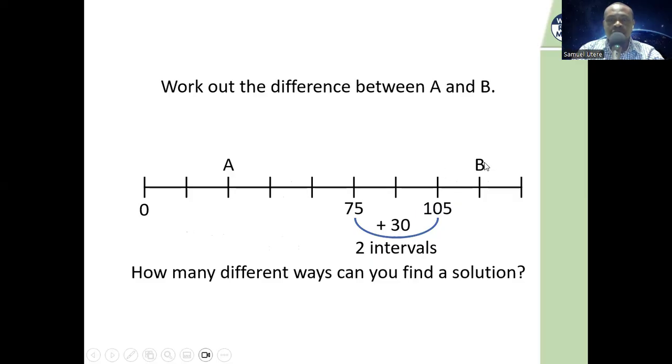There are 6 intervals between A and B. So that is the difference. So the difference between A and B is 6 intervals. So if 2 intervals are worth 30, then 6 intervals will be 3 lots of that, which will be 90. A very quick way to get the solution.